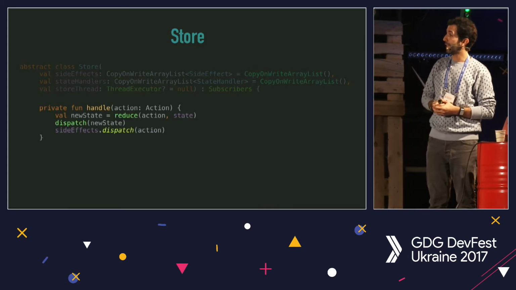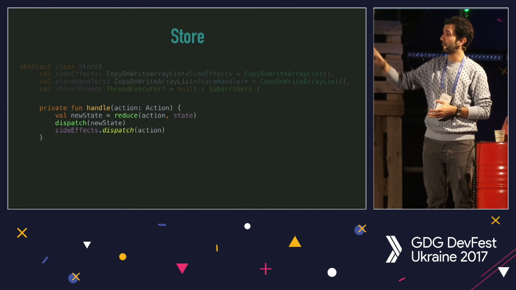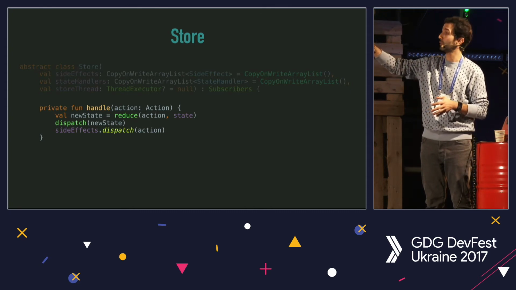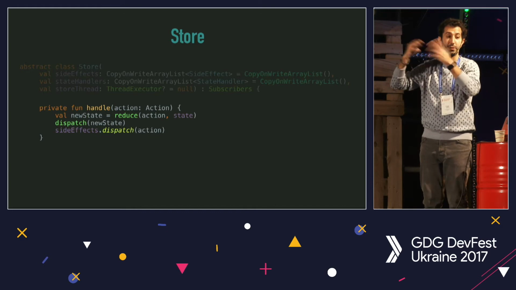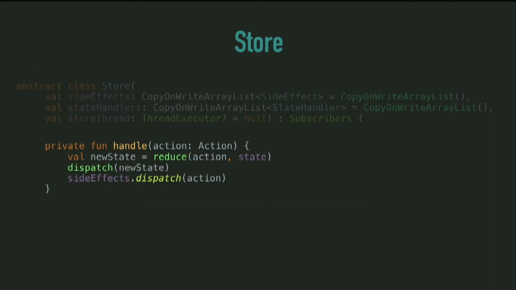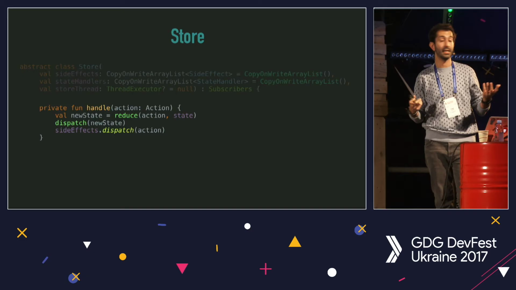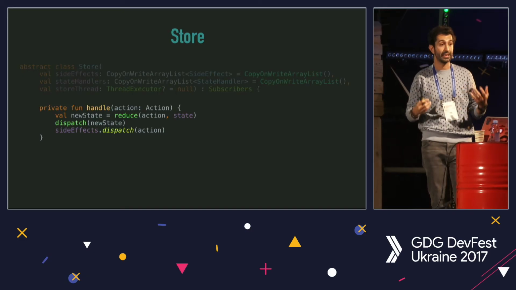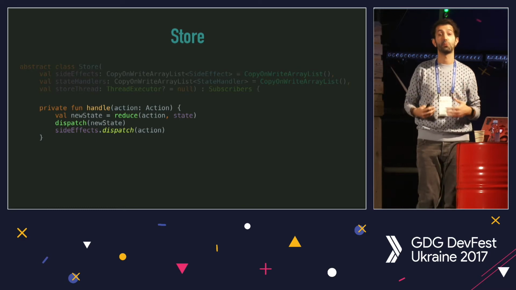Here we see something super easy. This is the function that is going to be invoked when we have a new action. As you see here, it's like reduce. We have an action, we have the current state, and then we are going to generate a new state. We dispatch the new state to the state handlers, and then after that, we also dispatch the action to our side effects.